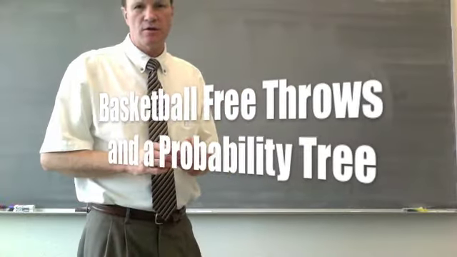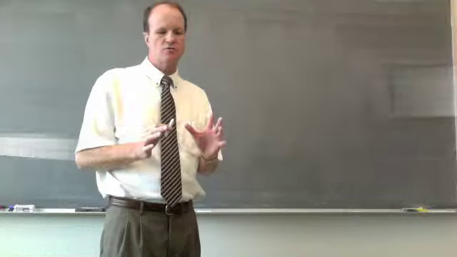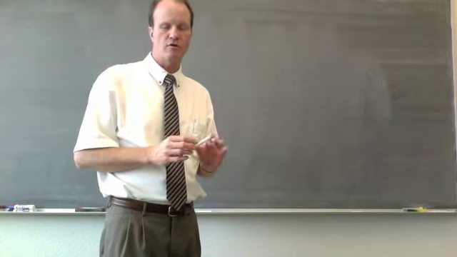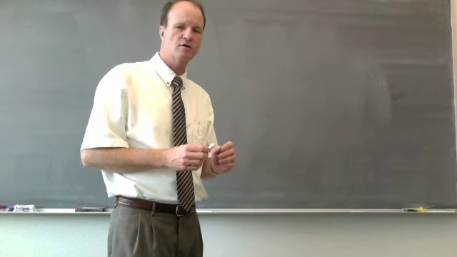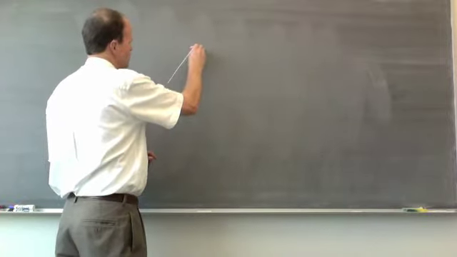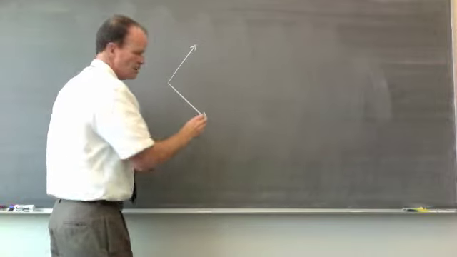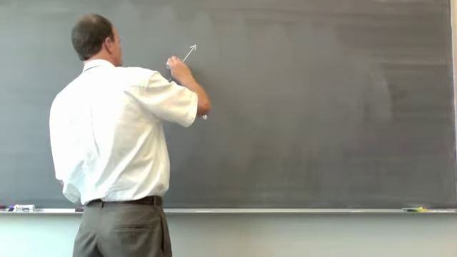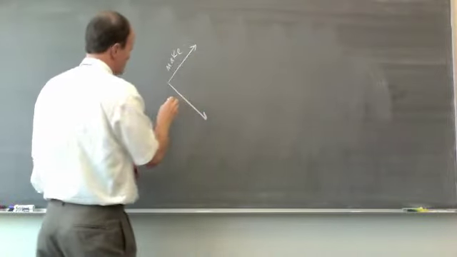I'd like to take just a moment and address the issue of free throws, and in particular the one-on-one free throw, and hopefully show you how to do a probability tree. So in the case of a one-on-one free throw, either you're going to make the free throw or miss it, and so I'll put a make up here and a miss here.